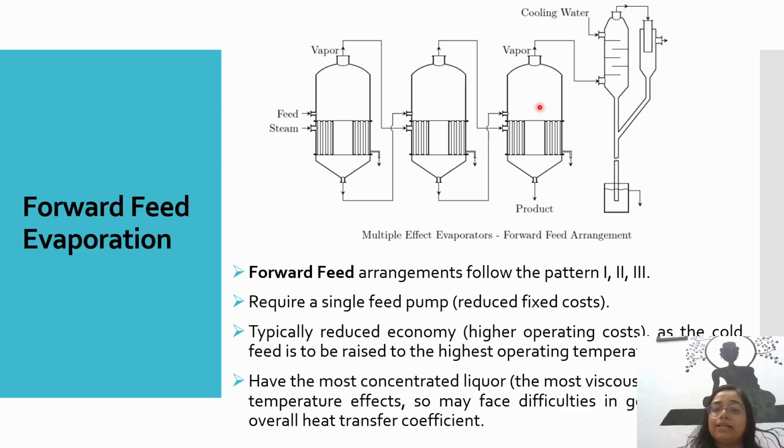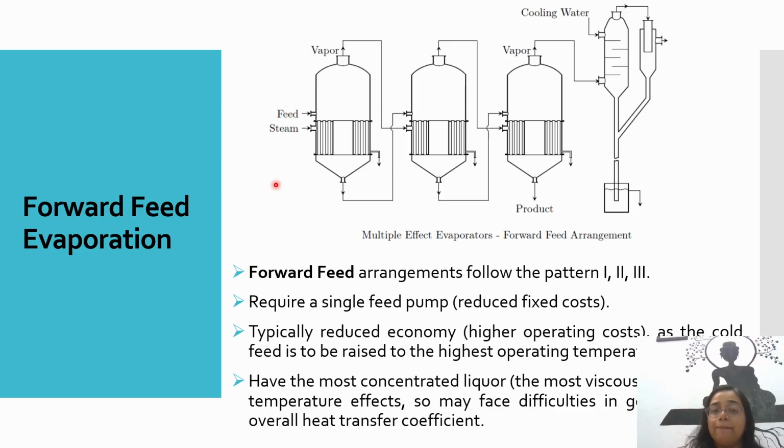How are we numbering it? Here you can see steam is being fed into this effect, so we are numbering it as effect 1. The consecutive effects are numbered 2 and 3. Here you can see in the same effect both the steam and feed are being introduced. In effect 1 we are giving steam and we are also introducing the feed.